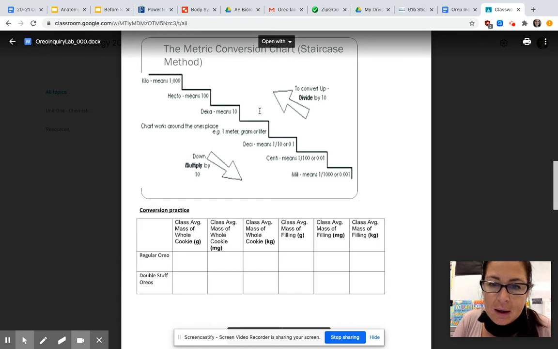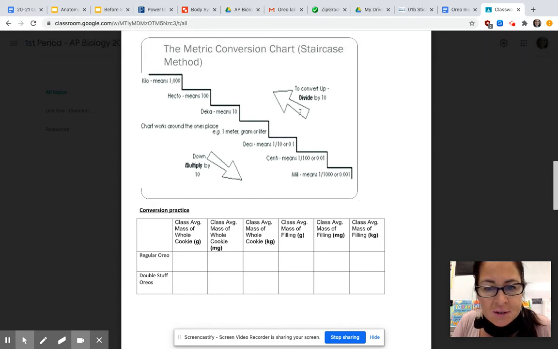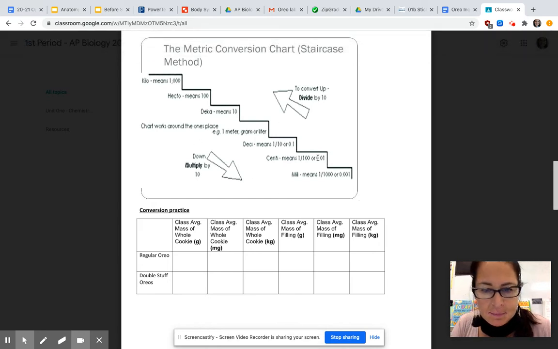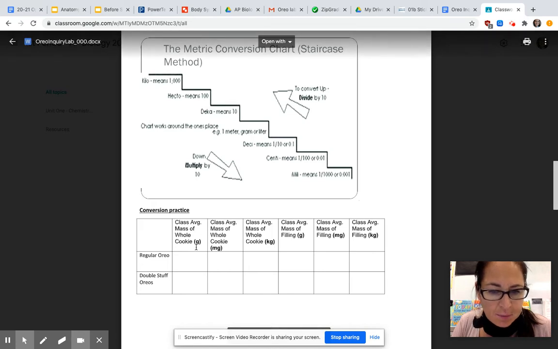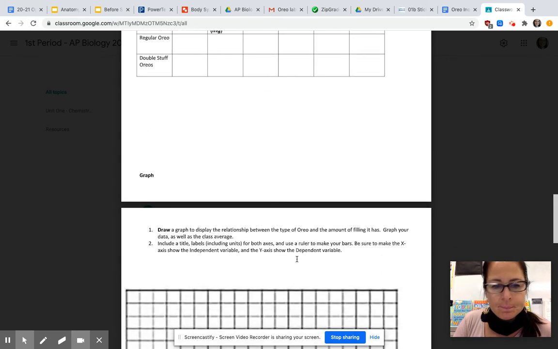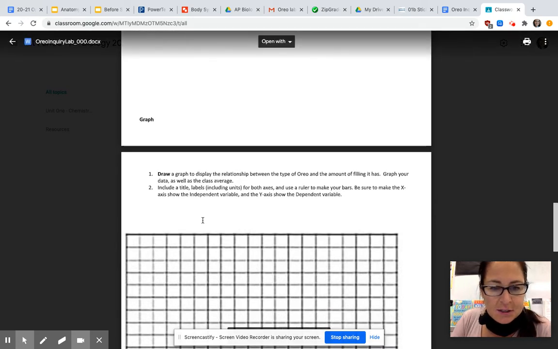And it tells you if you're moving up the ladder, to convert, you divide by 10 for each step you take up the ladder. And if you're moving down the ladder, you're going to multiply by 10 by each step that you take down it. So you're just converting from grams to milligrams to kilograms for this one. And then over here, you're doing the exact same thing. But this is the mass of the filling instead of the mass of the entire cookie. So you would just be practicing your conversions.